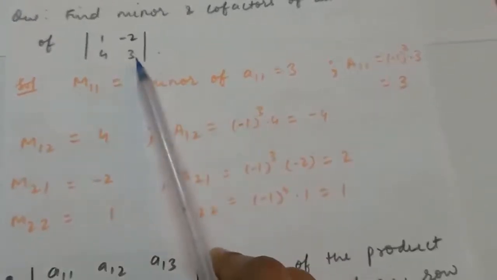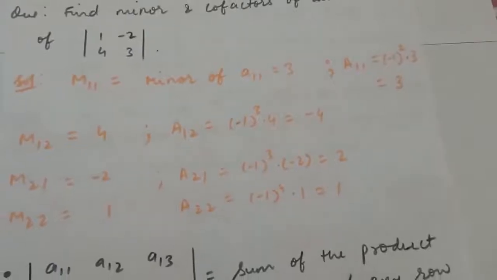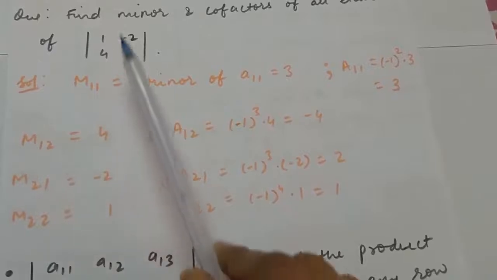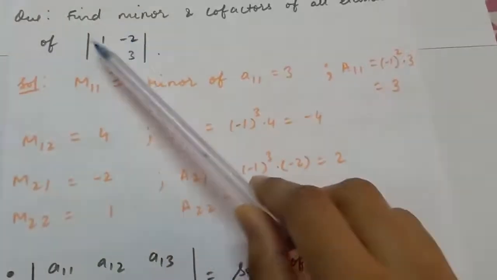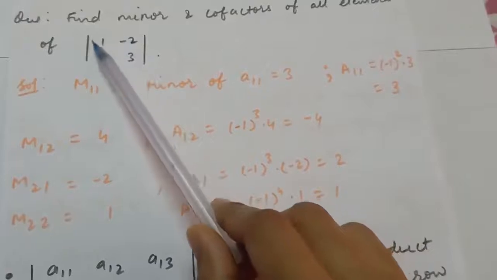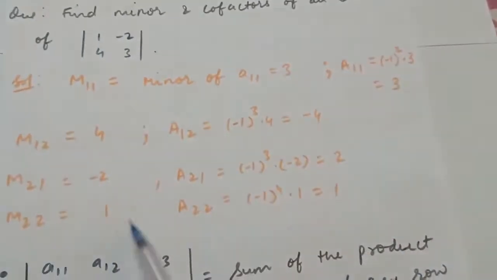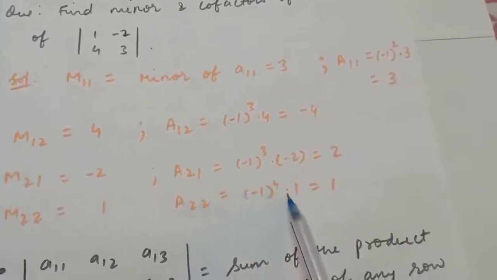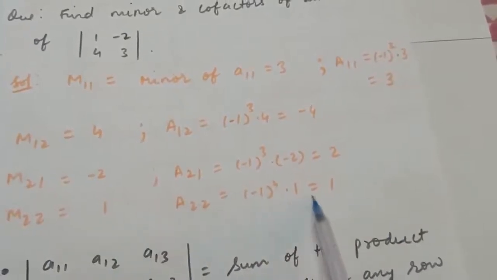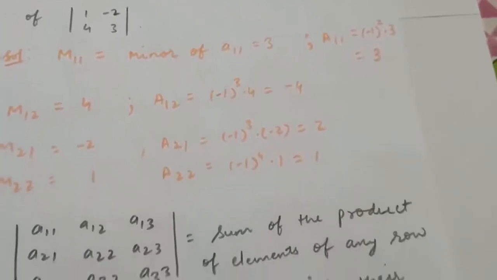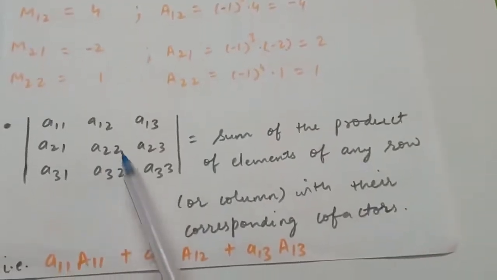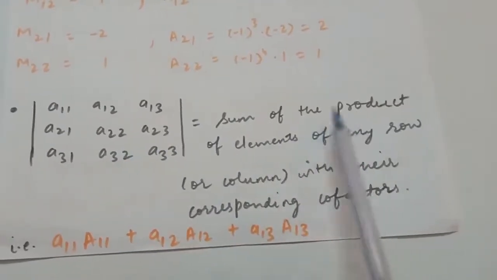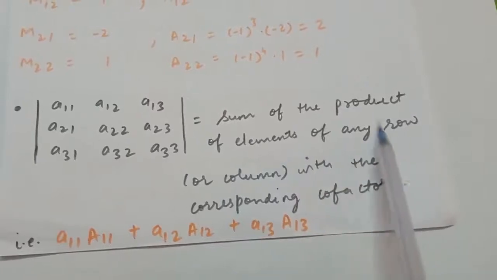Now the minor of the element 3. Delete that row and column which contains 3, that is the second row and second column. When you delete the second column and the second row, you will get the minor as 1 and the cofactor will be minus 1 raised to the power 2 plus 2, that is 4, into 1, which is equal to 1, right?